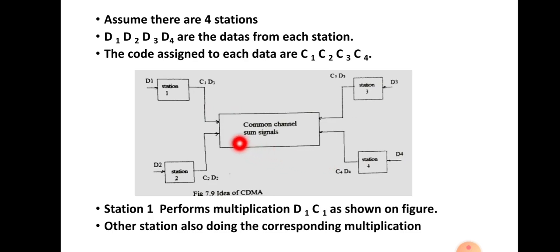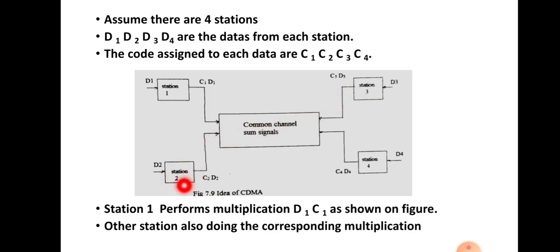Suppose communication takes place between station 2 and station 3, and they are communicating with each other. Suppose station 2 is sending data D2 and station 3 has to receive it, so D2 should be received at station 3. What is the communication procedure?